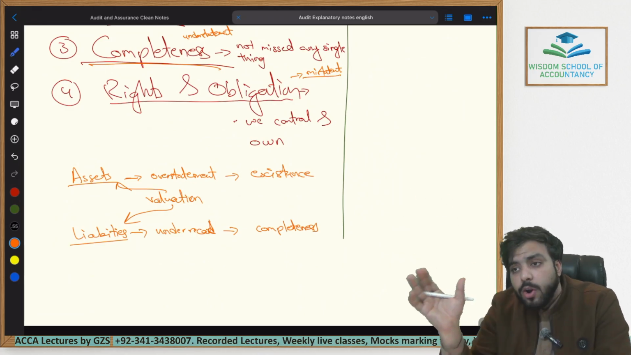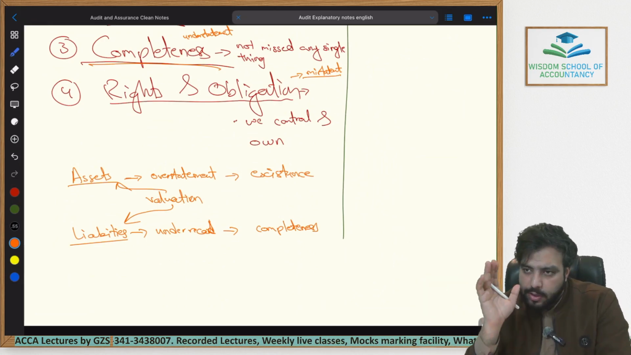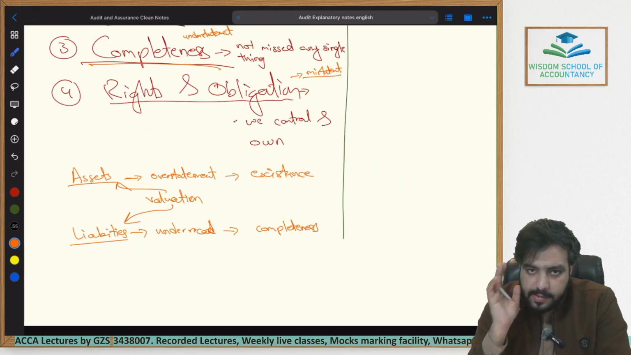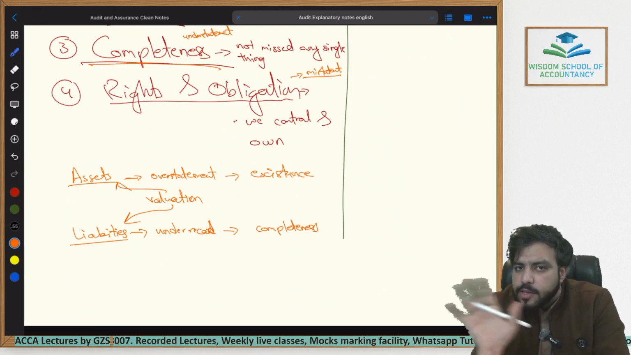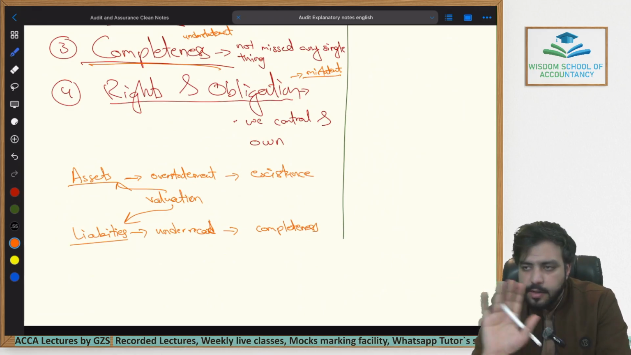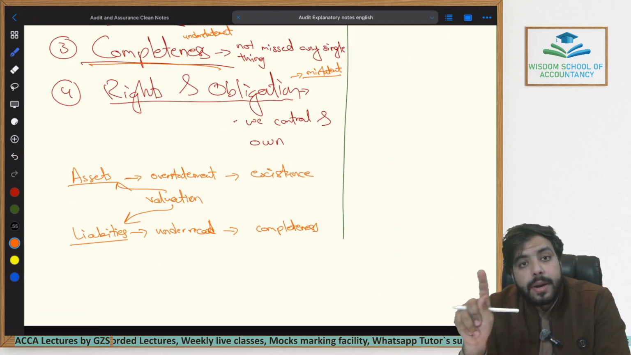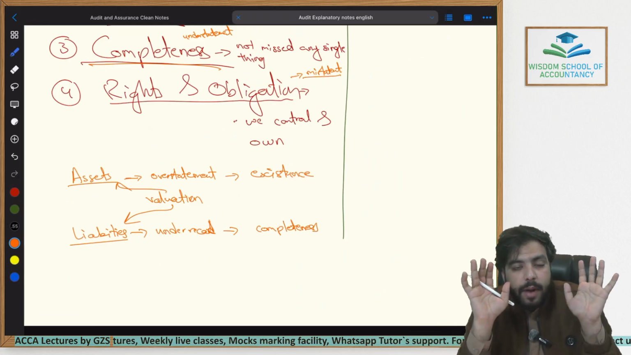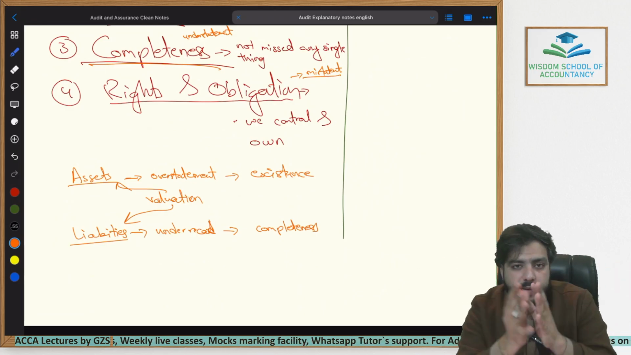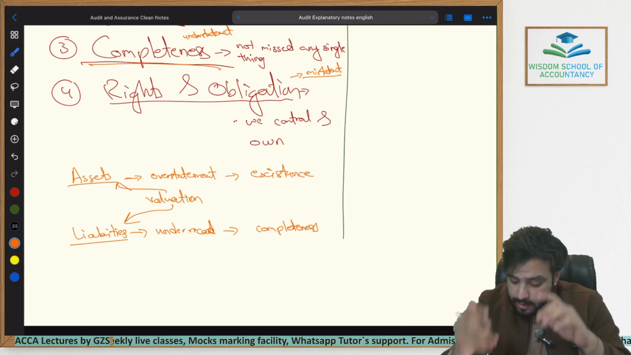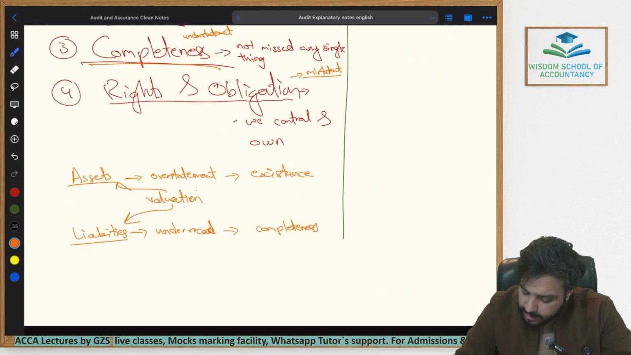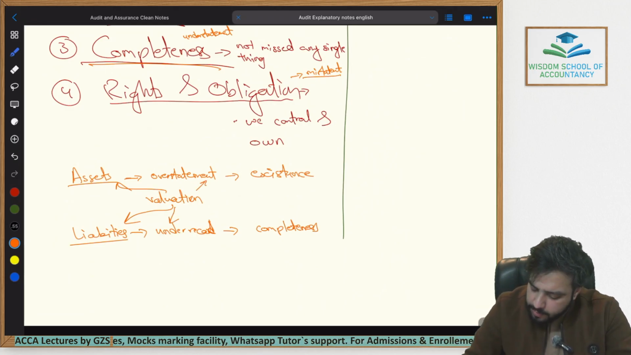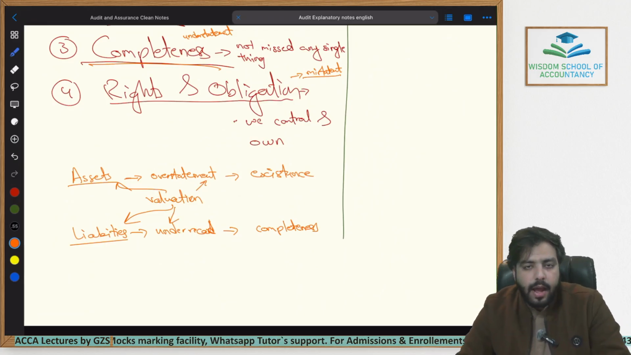Management might not have over recorded the assets. They have actually recorded the assets that only exist. This means the existence assertion is perfectly fine. The auditor is saying that there is no issue with existence, but they might want to overstate the value of the assets that they have recorded, which means that in the case of assets, management most likely would want to overstate the valuation, and in the case of liabilities, they would want to understate the value of those liabilities.